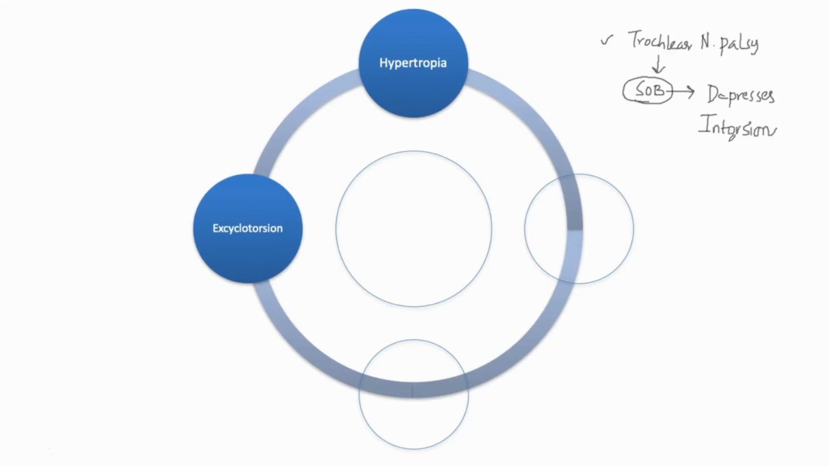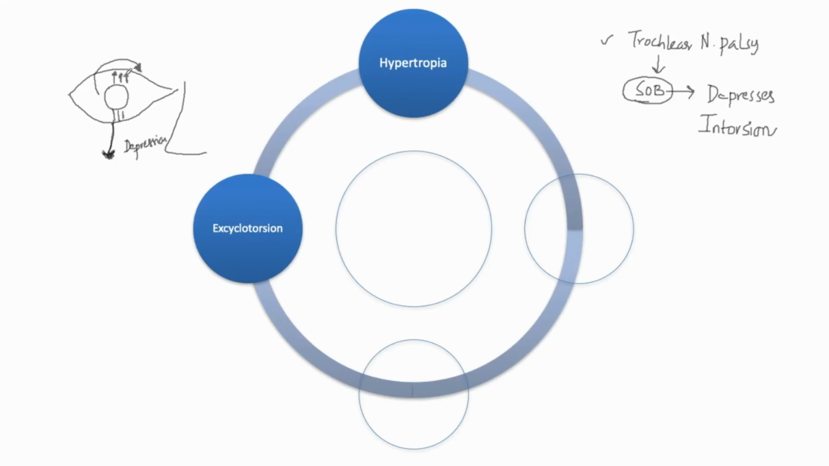So the function depends upon its location. Let me give you a pictorial example here. See, this is the eye and this is the nasal side. SOB causes depression and it causes intorsion. When SOB fails, what happens? The eye cannot look down because depression of the eye is lost. And in a resting position, what happens? Because it is unable to depress, the superior rectus and inferior oblique are functioning here.